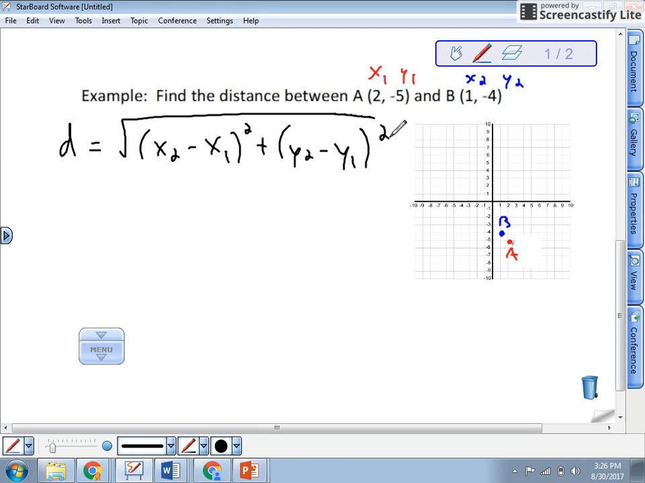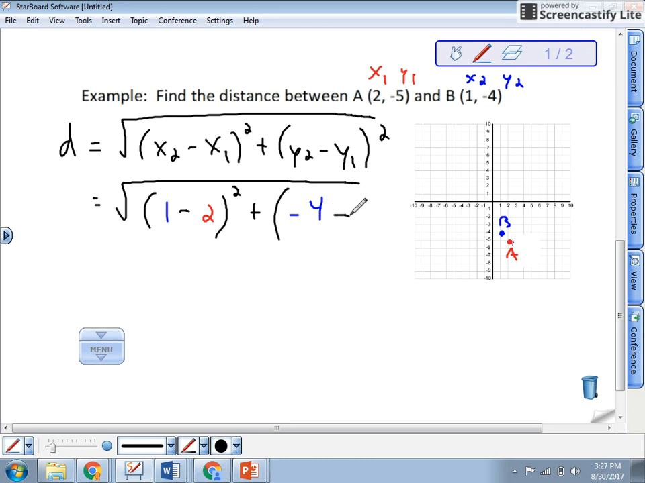My x2 value, all right, comes from right here. That's going to be 1. I'll put the parentheses. We know it's going to be all square rooted. x2 value, which is 1. It's always subtraction, so minus. And then my x1 value, which in this case is 2. I square it, put the plus sign, and I come over here. y2 is -4. And it's always minus. And my y1 value is -5. So notice it's minus a -5. Got to watch our signs there, see what happens. And then all of that will be squared.